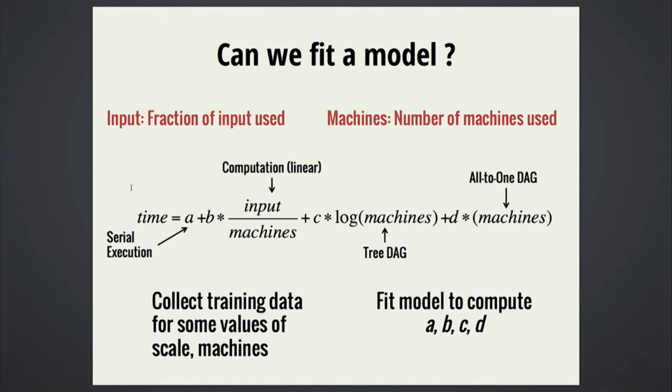So the high-level intuition is that we can run this job on some samples of input data. We can collect some training data using the samples that we run, and then we can fit a model to learn values of A, B, C, and D for this equation. And once we know A, B, C, and D, given a new data size or new number of machines, we can plug that in here and get an answer. So this is the high-level approach that we're going to take.